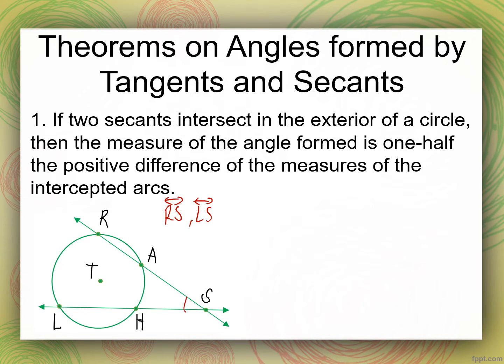Wait, okay. So that one, angle RSL, okay? All you need to do is get half the difference of the intercepted arcs. So which one here are the intercepted arcs? So these are your intercepted arcs. Let's mark it. Okay, so we have here RL, okay? So this is the first arc, and the other one is arc AH.